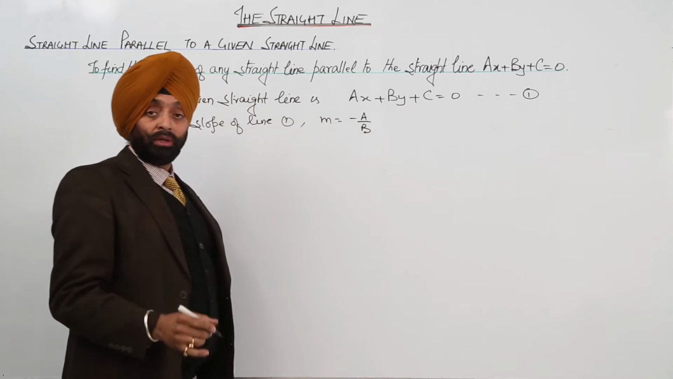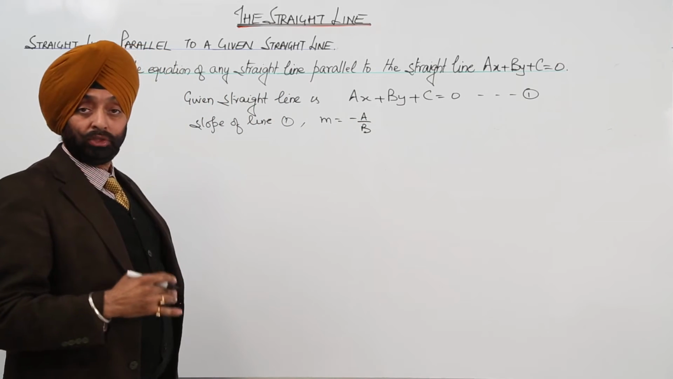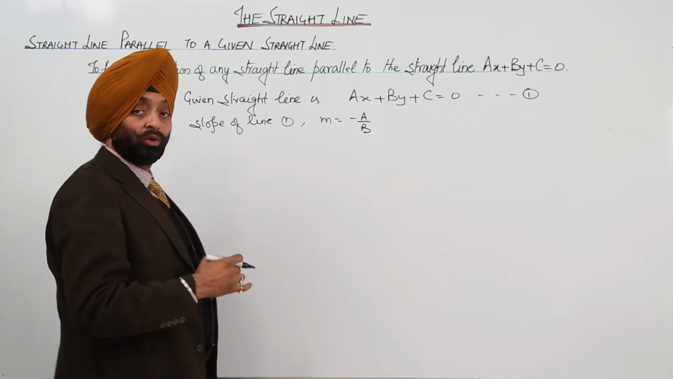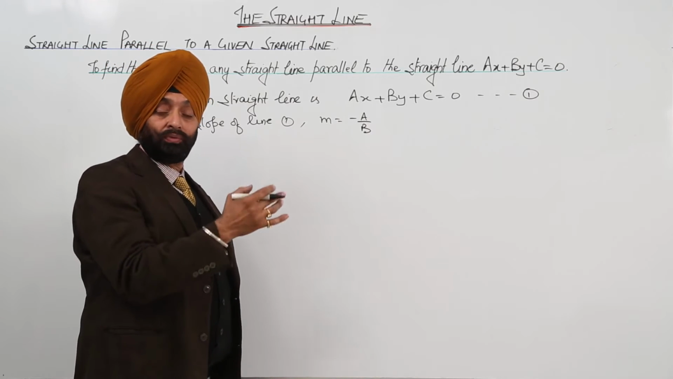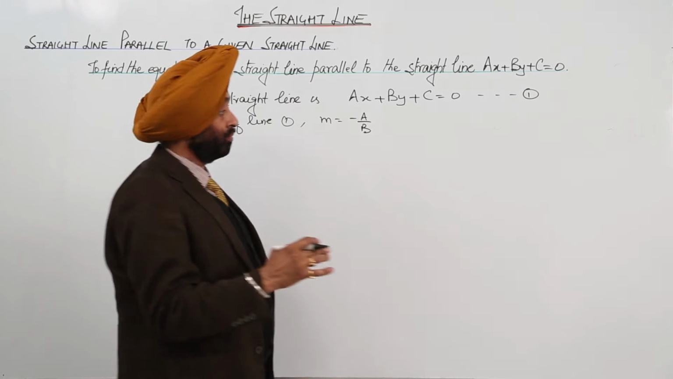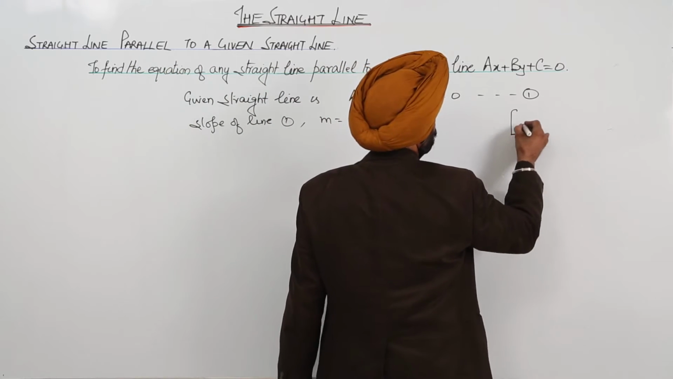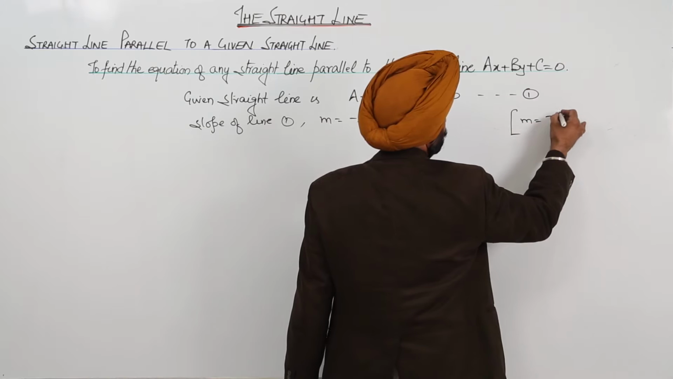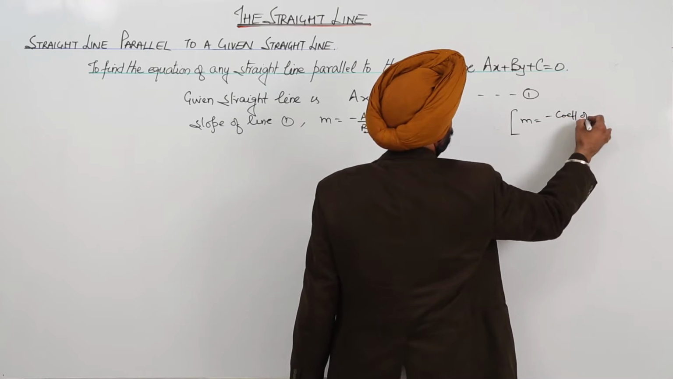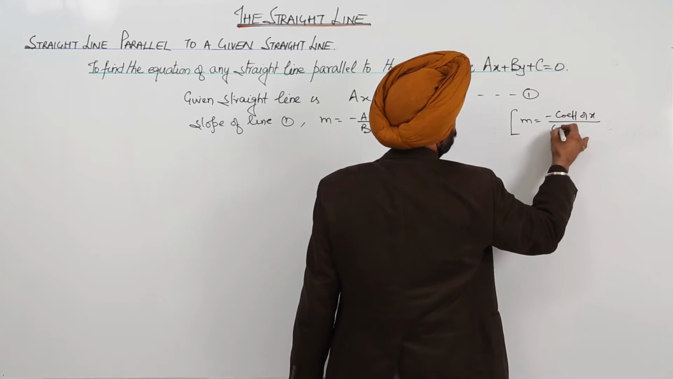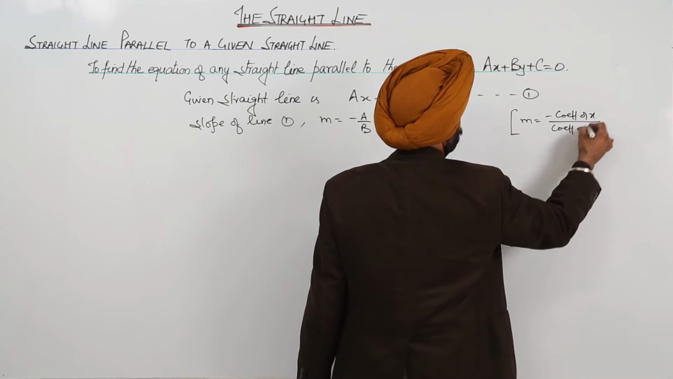We already know that when we are given an equation in the general form, we find slope as negative of coefficient of x upon coefficient of y. I am just writing, m is equal to negative of coefficient of x upon coefficient of y.